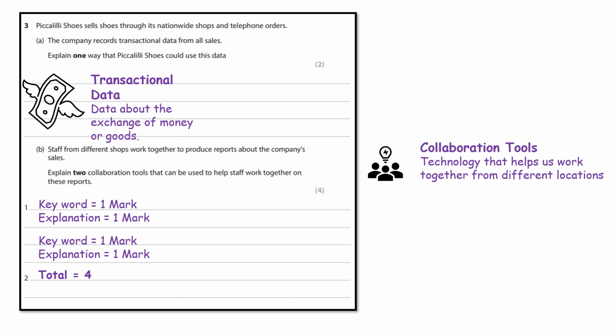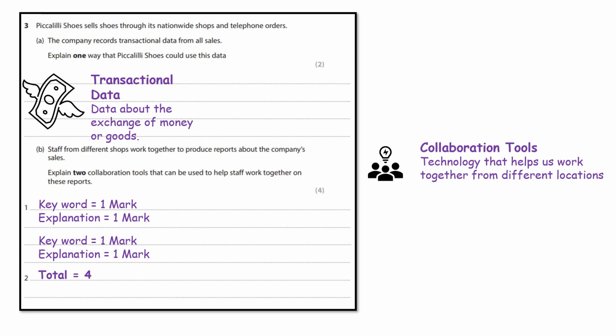So for this we need to know what transactional data is. Transactional data is when data is recorded about the exchange of money or goods. In other words, how many items have been purchased and how much did they cost, and what is the running total of money required to actually complete the transaction. So think about how they could use the transactional data.